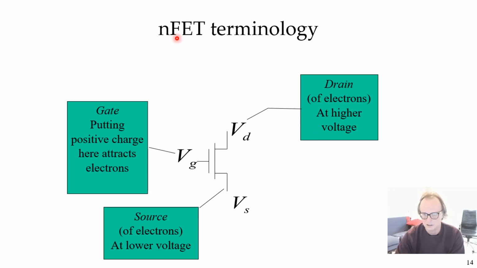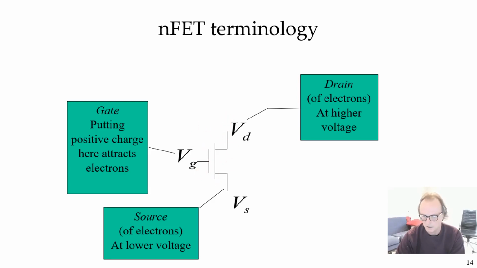And there's terminology. So NFET terminology is like this. The transistor has a drain, gate, and source. The source is called a source because it's a source of electrons at lower voltage. Electrons are negative, so they flow from lower voltage to higher voltage, and so the drain of electrons is at a higher voltage.